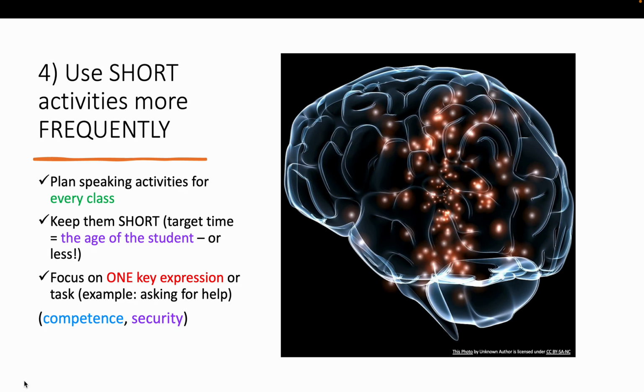Target time should be about the age of the student. It's just a very general target. So if your kids are 12 years old, try and keep them to about 10 minutes. Or if they are older adults, they can be a little bit longer. Focus on one key expression or task at a time. And the more focused your activity, the better your chances your students will have for success. And that really taps in again to their feelings of confidence, I can do this, and security. No one will make fun of me if I do.